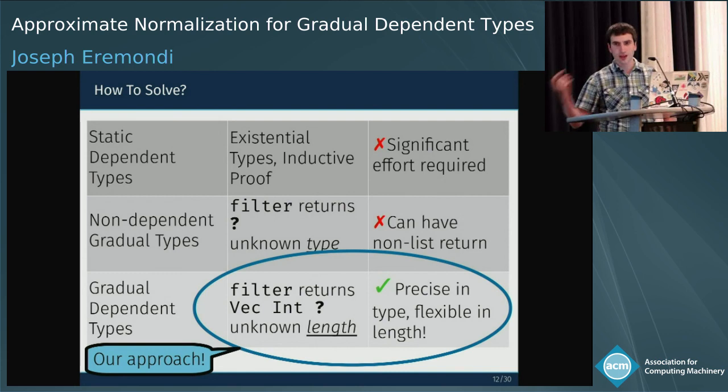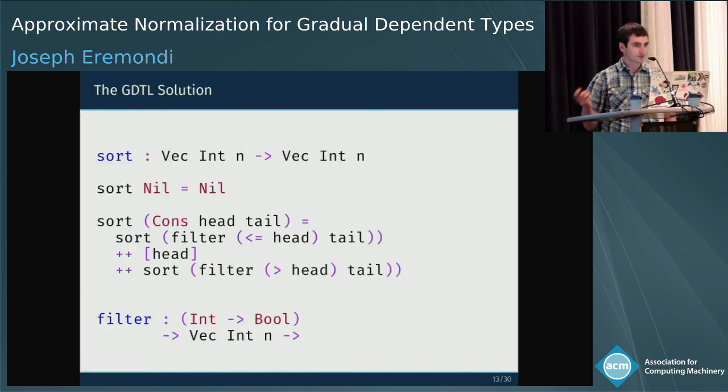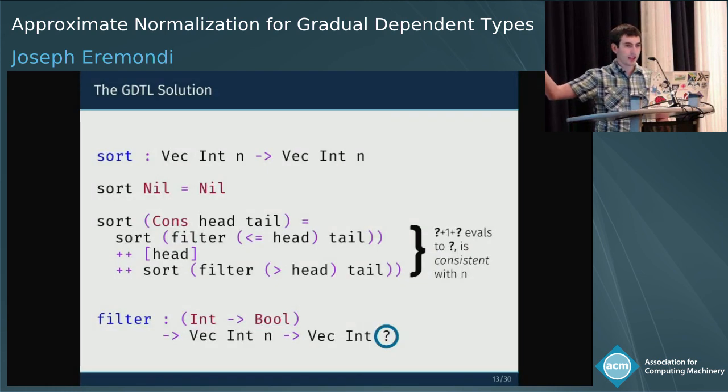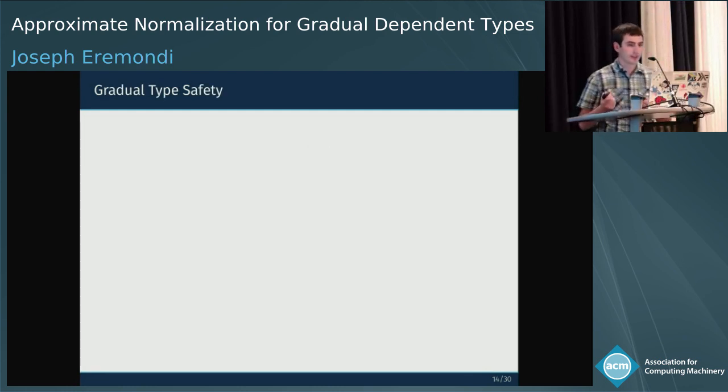And so this is the approach that we advocate and the approach that GDTL uses. So going back to our sort example, it's very easy to do in our language. We just say filter will return something of unknown length. And then when we do this length computation for concatenating the lists, we have unknown plus 1 plus unknown, which is itself an unknown value, which is critically consistent with our target type length of n. And so the key is that it's then inserting these dynamic checks to make sure that when you actually run this program, you're not violating the type guarantees.